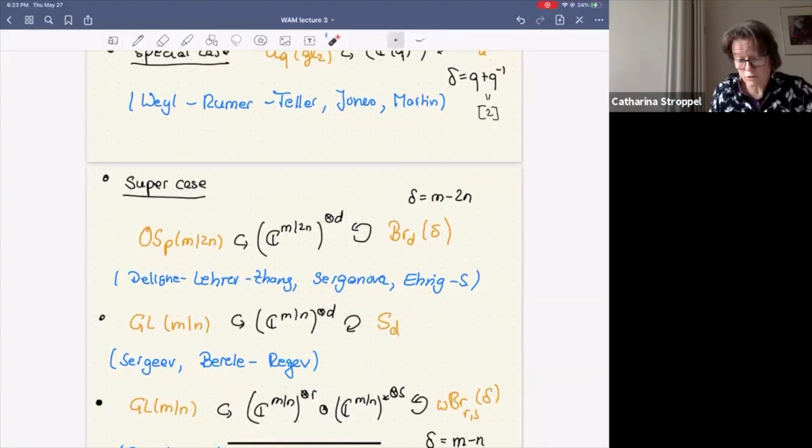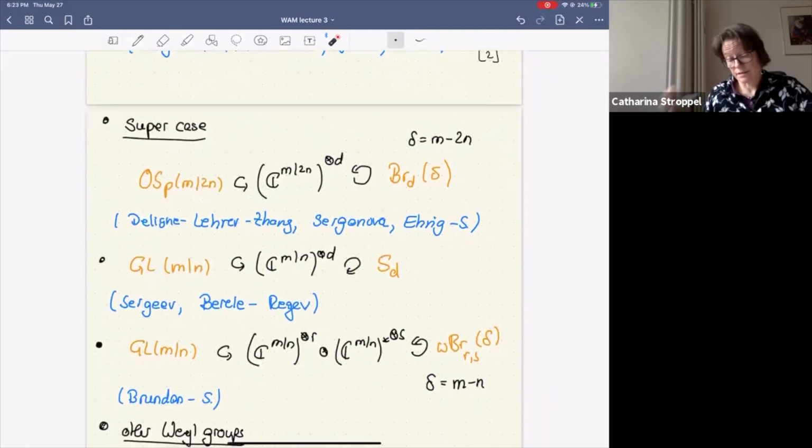So then you can also do the supergroup GL(m|n). These are invertible endomorphisms of a superspace. So this is generalizing the group GLN. And then you still have on the other side the symmetric group. So this is more or less the same thing. This is a result maybe from the 80s.